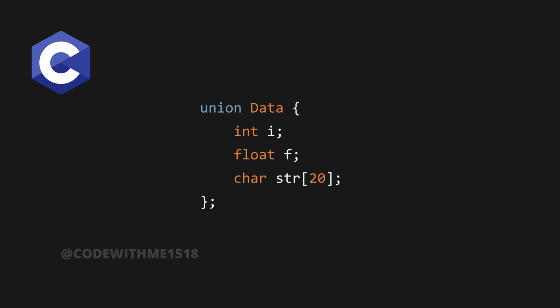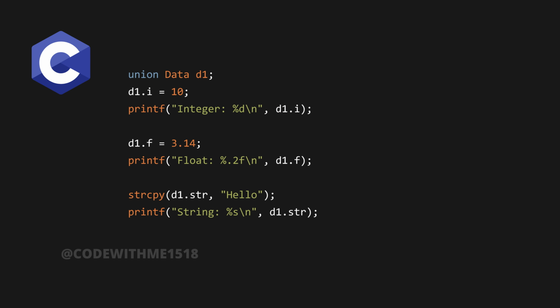Now let's create a union variable and assign values. union data d1, d1.i = 10. printf("Integer: %d", d1.i). d1.f = 3.14. printf("Float: %.2f", d1.f). strcpy(d1.str, "Hello"). printf("String: %s\n", d1.str). Now here's something interesting. Since all members of a union share the same memory, when we assign a new value, the previous one gets overwritten. Let's see this behavior in action with a complete program.